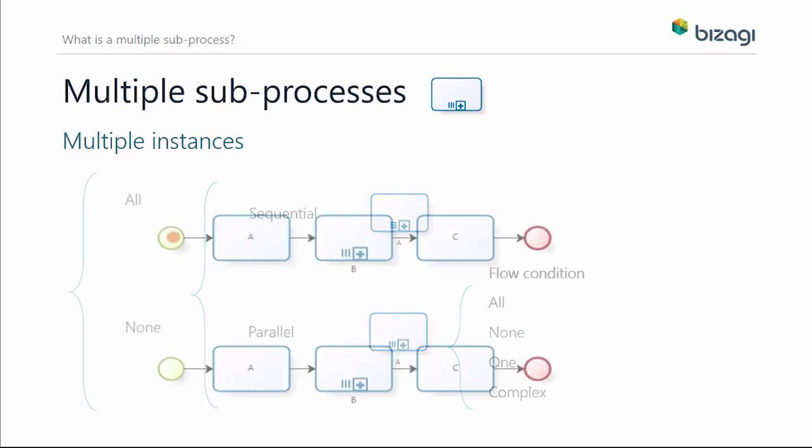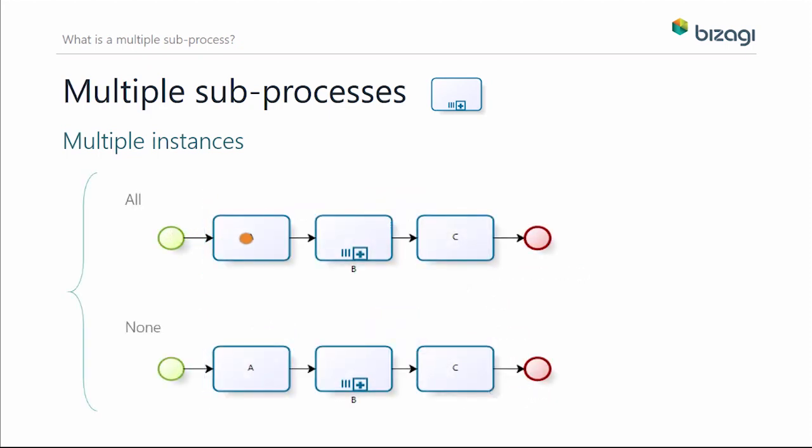All means that all the instances should be synchronized before continuing with the process flow. See the simulation. In this case, the C activity will be executed once. None means that each instance will continue independently. See the simulation. In this case, the C activity will be executed several times, once for each instance created by this multiple sub-process.